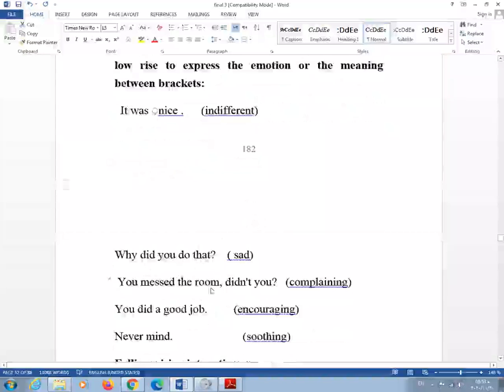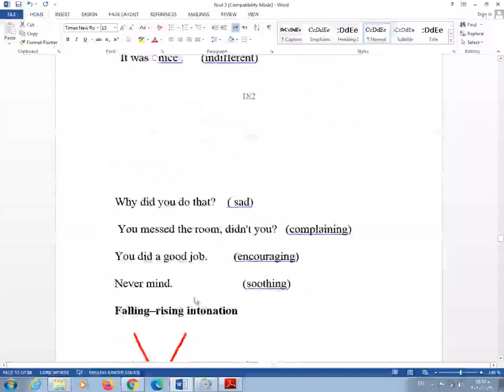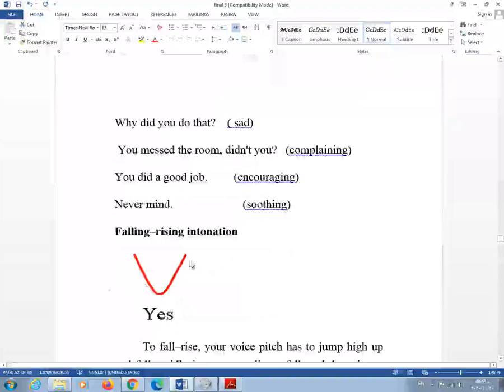Okay. You messed the room. You messed the room, didn't you? Okay. Encouraging. You did a good job. You did a good job. Never mind. Okay. And next time we're going to start with the falling-rising intonation.